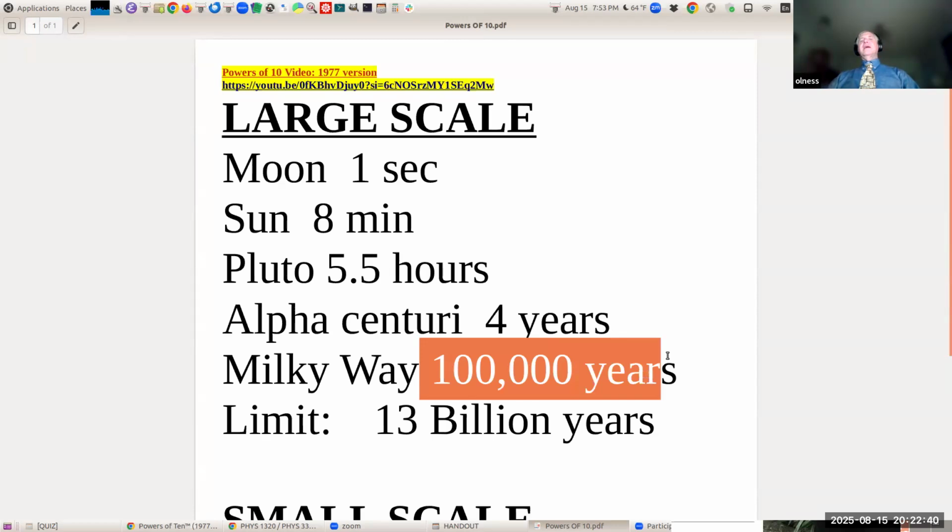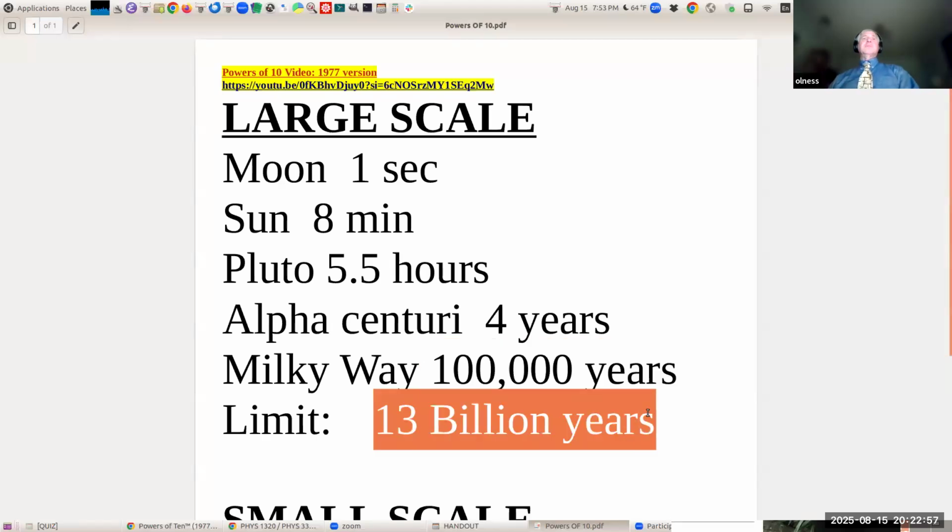Our Milky Way, it would take about 100,000 years for light to cross the Milky Way. Okay, that's the size of our Milky Way. And what about to see at the edge of the visible universe? Well, that's 13 billion years.